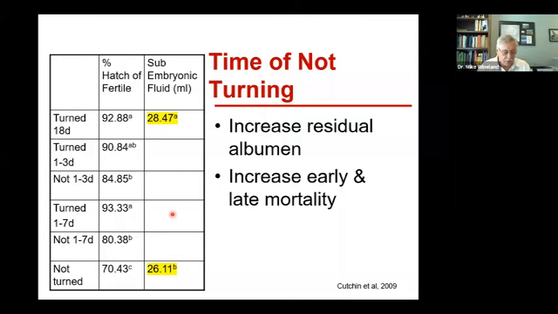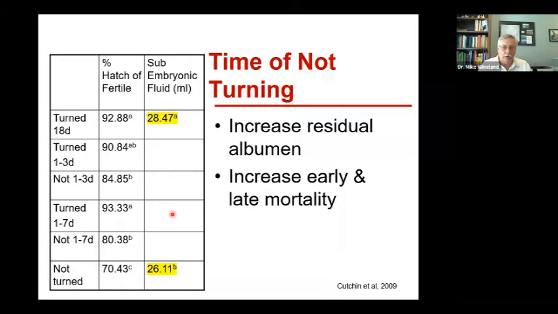She also noted in her trials that by not turning, you would see an increased amount of residual albumin in late stage embryos that didn't hatch. And by that, I mean anything older than 18 days, because really that albumin that was in the bottom of the egg should have been totally utilized by the embryo by the 18th day of incubation.